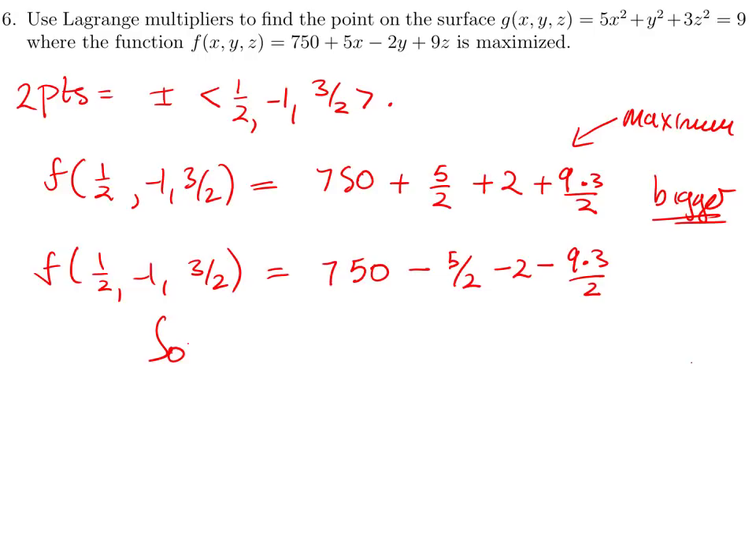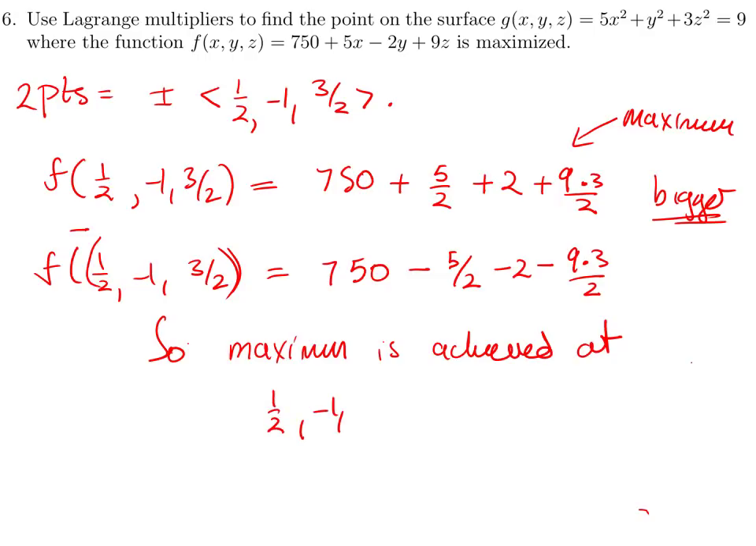And so, you know, it just asked me to find the point where it's maximized, not the maximum value. So I don't even have to add these things up. So the maximum is achieved, or I'm sorry, this one should be minus. So the maximum is achieved at point a half, minus 1, 3 halves.